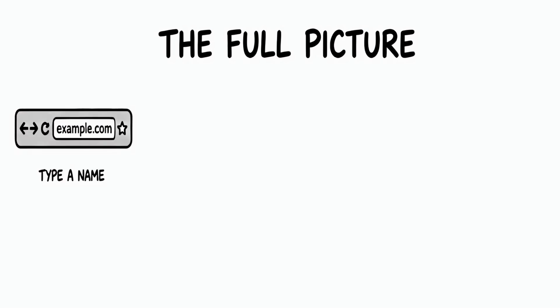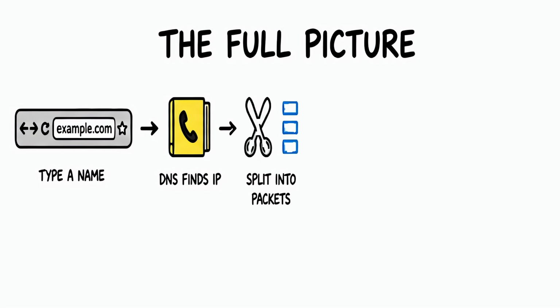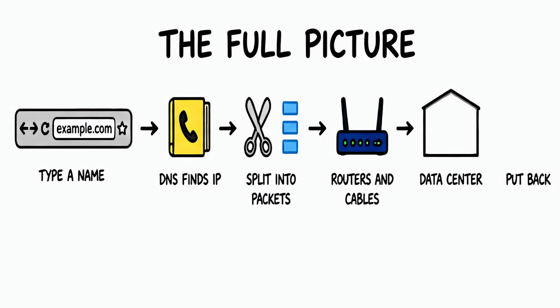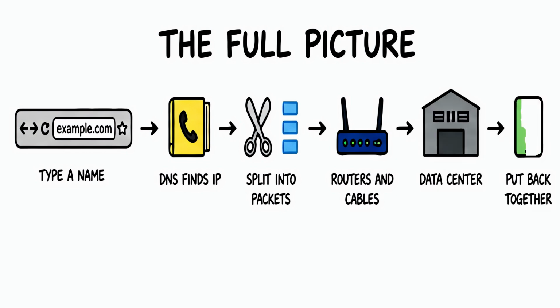So here's the full picture. You type a name. DNS finds the IP address. Your request is split into packets. Packets hop through routers and cables to a data center. The server replies with more packets. Your device puts them back together.